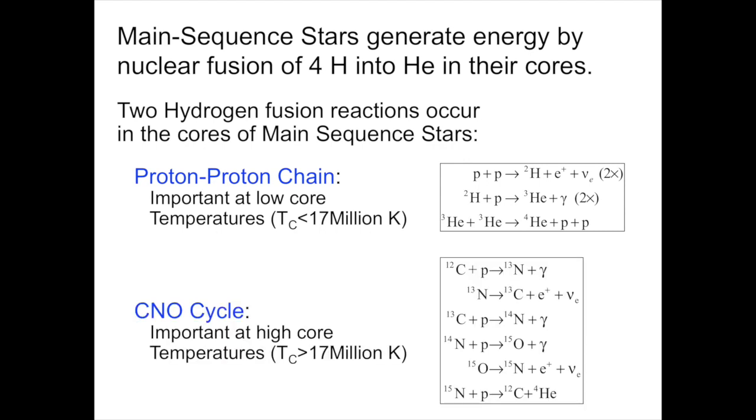The second process that we've not yet met is called the CNO cycle. CNO stands for carbon, nitrogen, and oxygen. This turns out to be an important nuclear fusion reaction at very high core temperatures, temperatures exceeding 17 million degrees Kelvin. As you can see from the right, this is a 6-step nuclear reaction chain involving 4 protons and 1 nucleus of carbon.